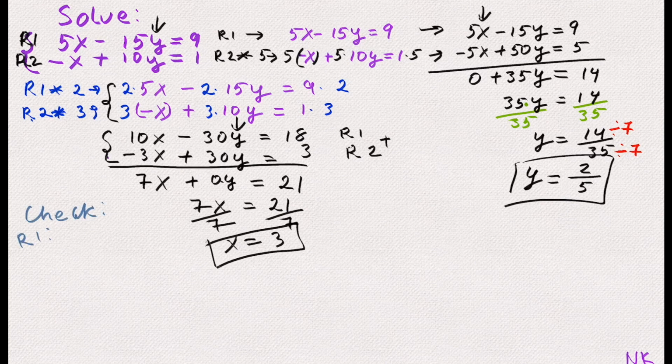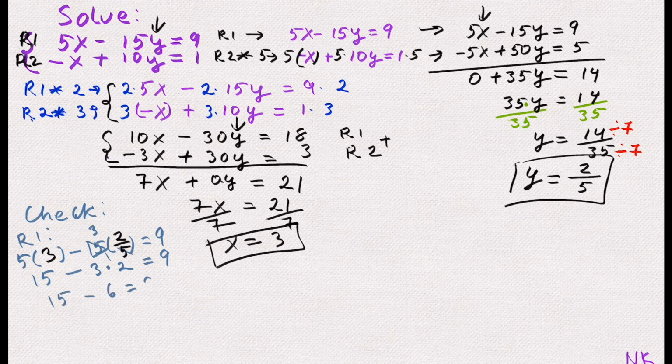Row 1 was 5x minus 15y, and it was equal to 9. We got x being equal to 3 and y was 2 out of 5. 5 times 3, 15, minus 15 out of 1 times 2 out of 5. 5 goes into this 15 3 times. So 3 times 2 equals 6. So we get 15 minus 6. Is that equal to 9? 15 minus 6 is 9, and it is equal to 9. So that's a true statement.